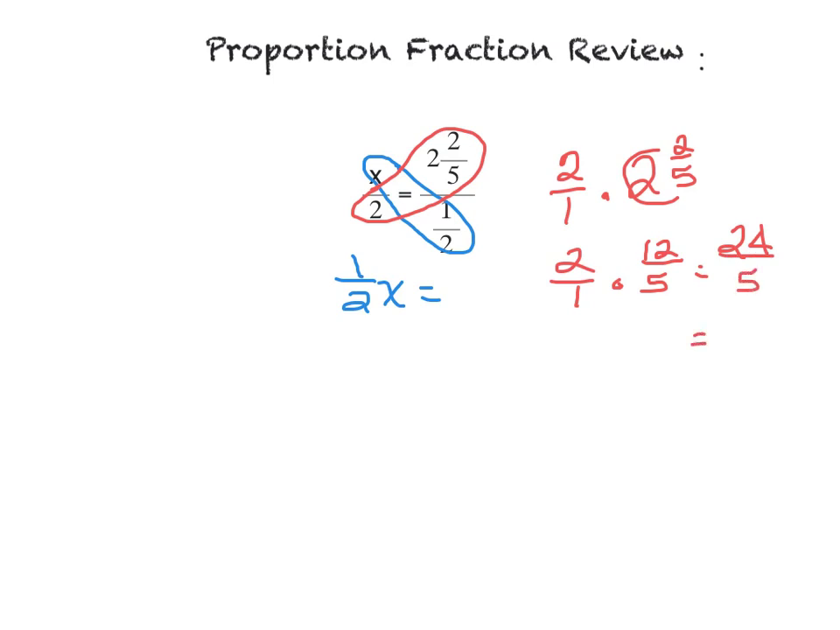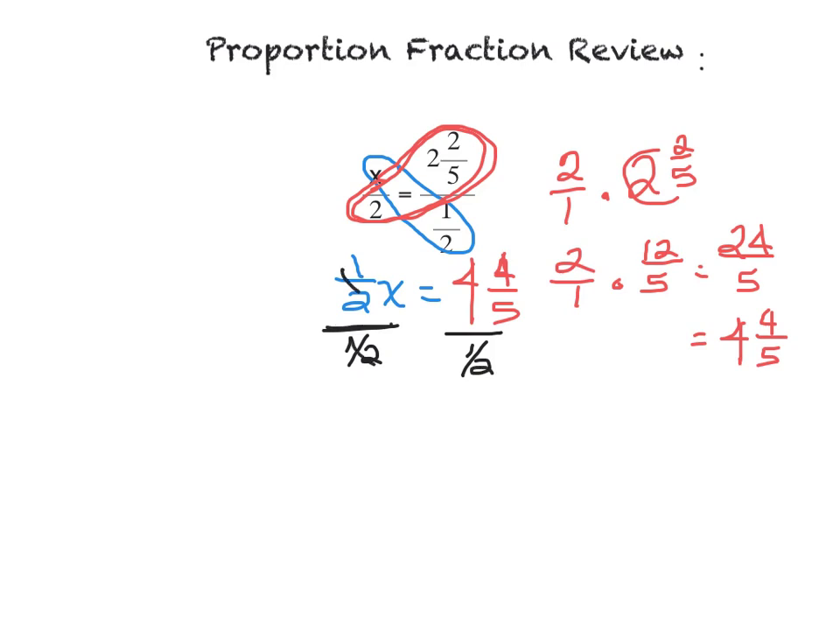I can divide that out. 5 goes into 24 4 whole times. The remainder is 4, denominator stays the same. So again, in my red, 2 times 2 2/5 is 4 4/5. Next, I need to divide both sides by 1/2, whatever is with your variable x. 1/2 divided by 1/2 cancels out and is just 1x equals, again, I need to come to the side.